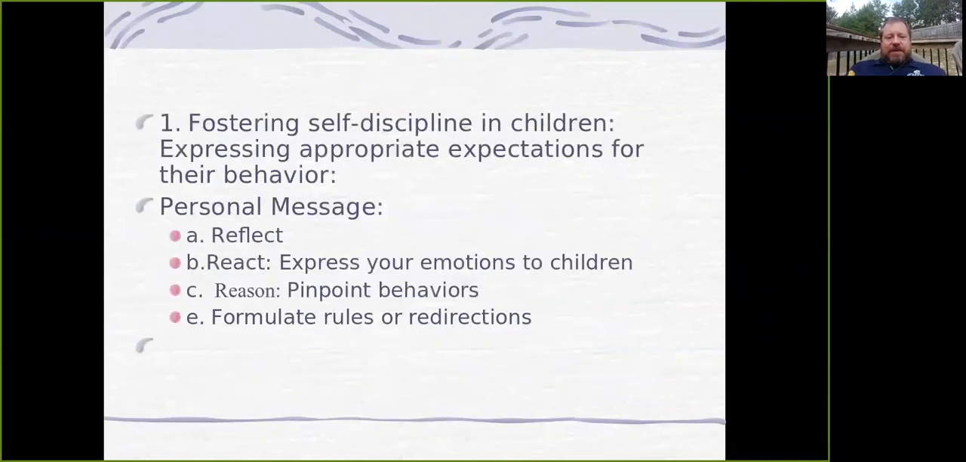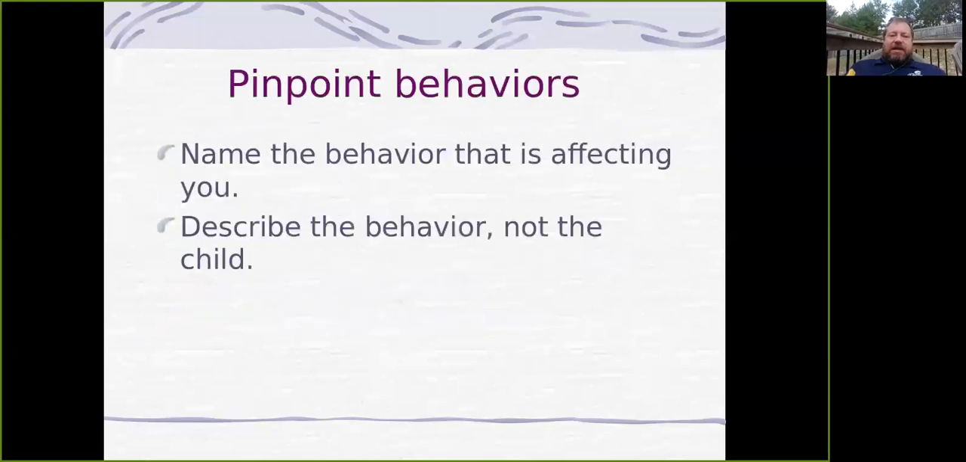All right. So we have this personal message sequence, and the first step is to reflect. The second step is to react, to express your emotions to the children. And the third thing to say is to pinpoint a reason for that reaction. What was it about the child's behavior that's affecting you? You are running inside. I'm worried. Well, why are you worried? I'm worried you will fall.